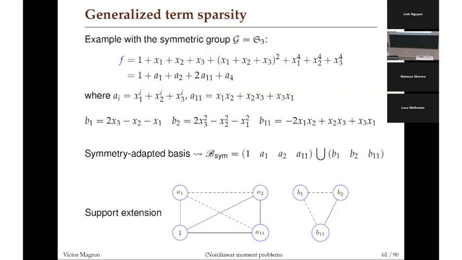So who is working with symmetry exploitation here? I forgot. No. Not in the room, at least.